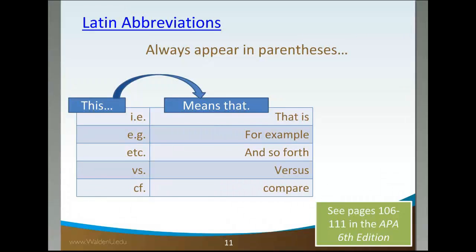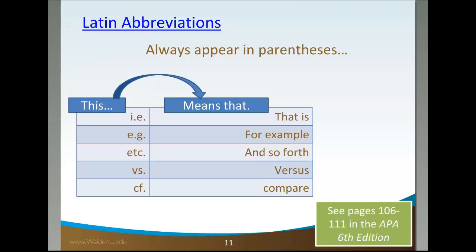Latin abbreviations. So you may use these commonly in your own writing, and you have probably seen them in the scholarly articles you've been reading. So i.e., e.g., etc., versus, all of those. In APA scholarly writing, you would only include those Latin abbreviations if it's in parentheses.